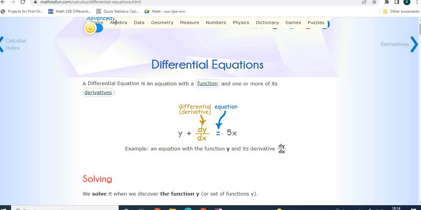Before writing anything, I want to tell you: what is a differential equation? Any type of equation which is written in the form of derivatives with its dependent and independent variables. In the form of derivative means dy dx is called a derivative, and equal written means it is called an equation. Any equation written in the form of derivatives with its dependent and independent variables is called a differential equation. This is an example of a differential equation.